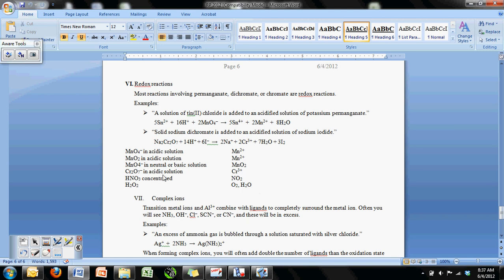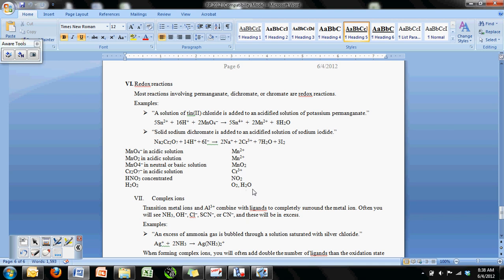But these are some ways to see what you might predict. If you're given that permanganate is present in acidic solution and reacts with something, you know to form Mn2+ on the product side. If MnO2 is present in acidic solution, you know to form Mn2+ on the product side. If MnO4- is present in basic solution, then you form MnO2 and not Mn2+. If you have dichromate ion in acidic solution, you form Cr3+. Concentrated nitric acid forms NO2, and H2O2 will break into O2 and H2O.